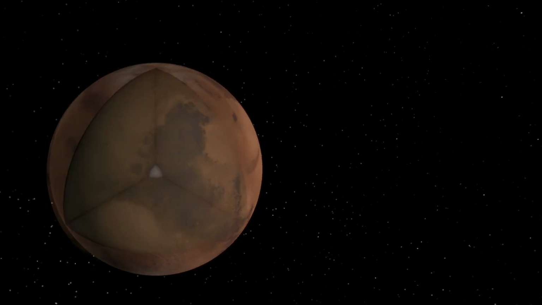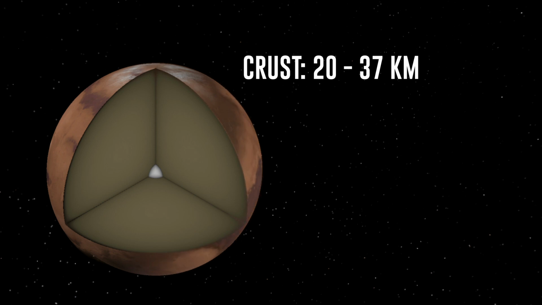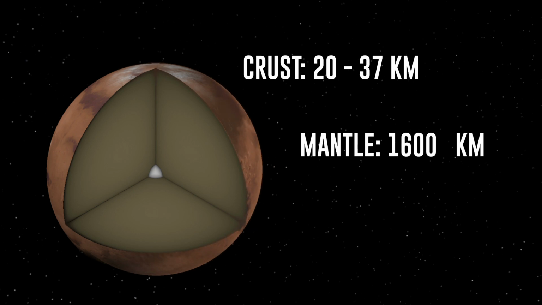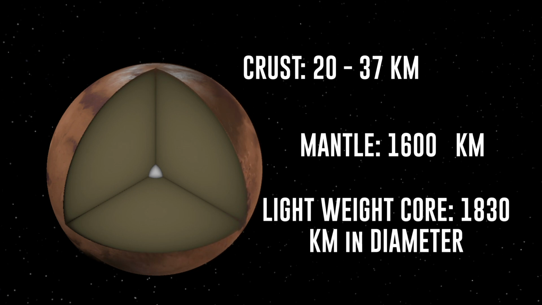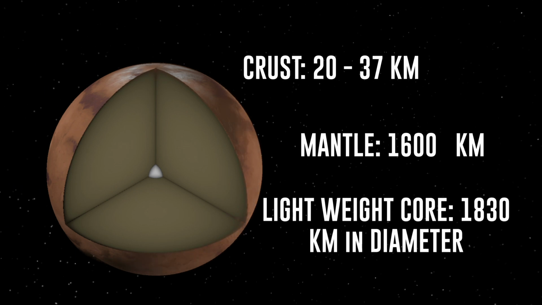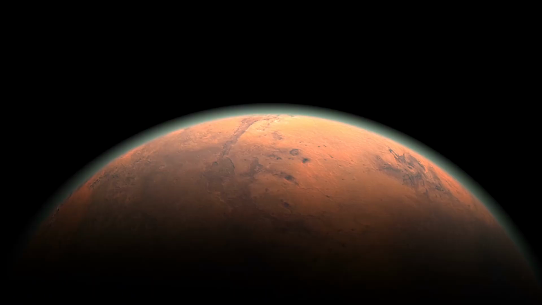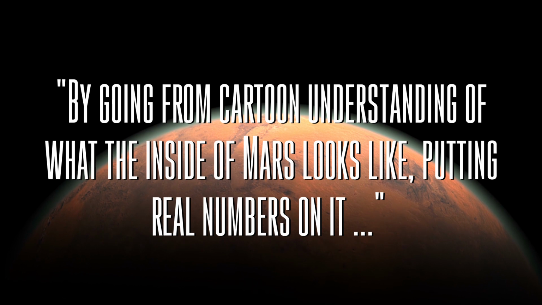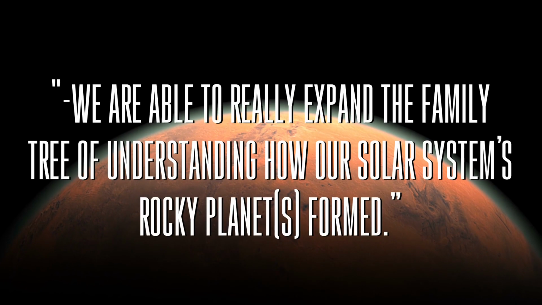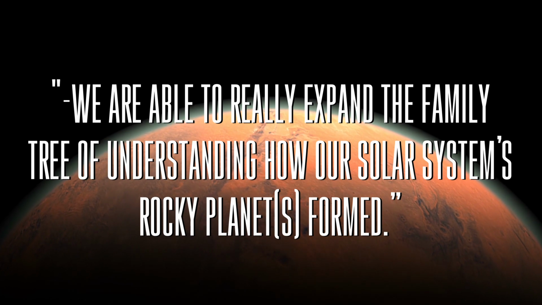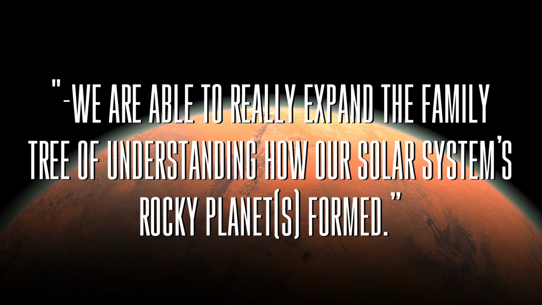The current measurements of Mars's crust suggest that it reaches a depth of 20 to 37 kilometers. The mantle extends nearly 1,600 kilometers into the planet, with a lightweight core with an estimated radius of 1,830 kilometers. Mark Panning said this about the current limits of our understanding. "By going from cartoon understanding of what the inside of Mars looks like, putting real numbers on it, we are able to really expand the family tree of understanding how our solar system's rocky planets formed."